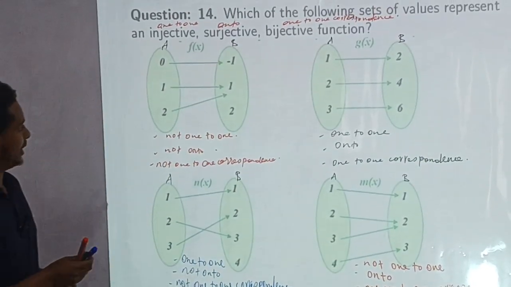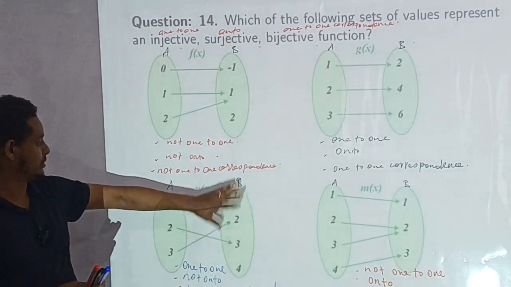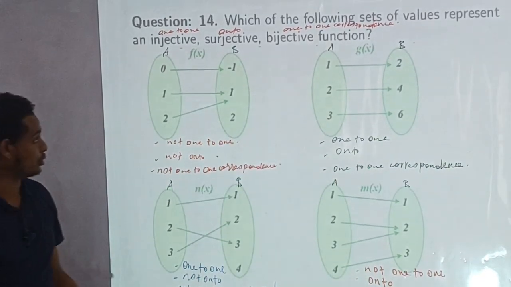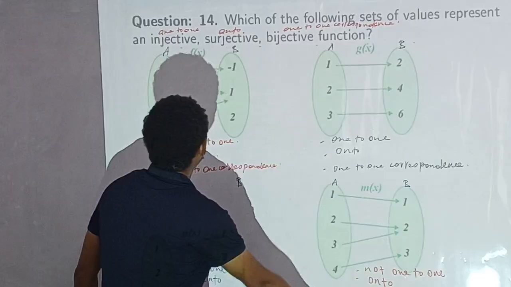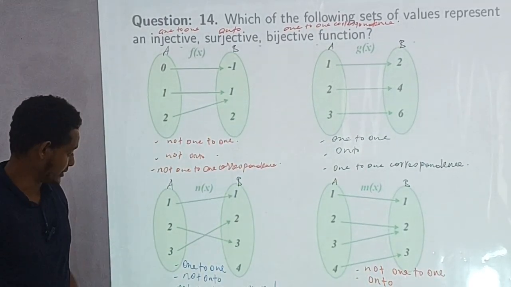So to check whether a function is onto, one-to-one, or a one-to-one correspondence, basically we have to look at the domain, the image, and its functional values, like that.